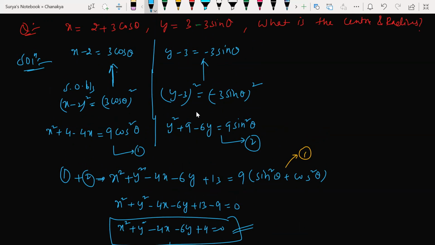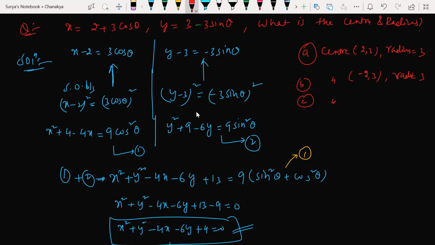Now if I give the options, how quickly can you decide? That's a challenge to you: after giving the options, you must decide within 5 seconds. Option A: center is 2, 3 and radius is equal to 3 units. Option B: center is minus 2, 3 and radius is equal to 3.